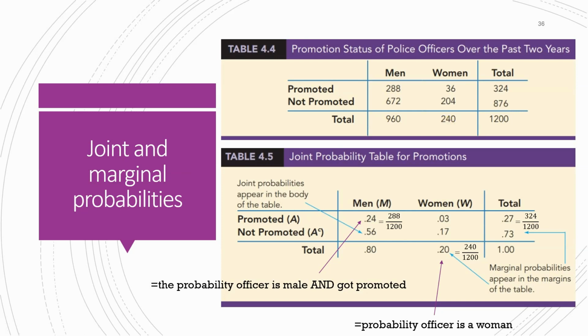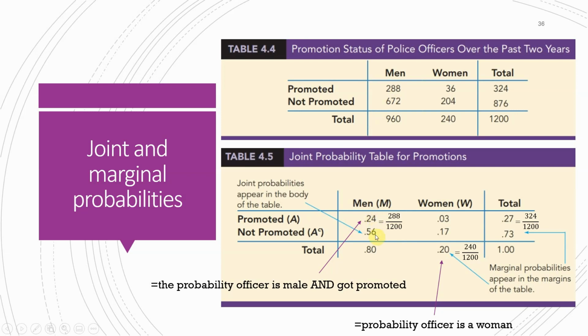So what we can do is start turning these raw numbers, the frequencies, into probabilities. Specifically, we can look at joint and marginal probabilities. What does joint mean? Joint means together. The joint probabilities are in the middle of the table because they're telling us the probability of two events happening. In this cell right here, 0.24 is equal to the probability that an officer is a male and gets promoted. Where did this number come from? Just 288 divided by 1,200 gives us that percentage. So 24% were men and were promoted.